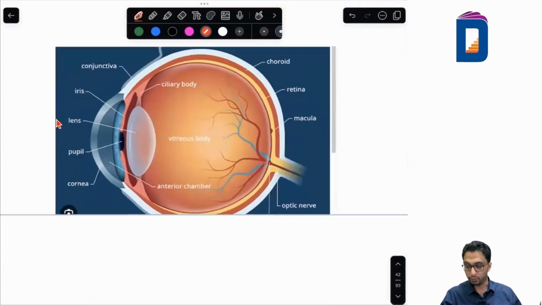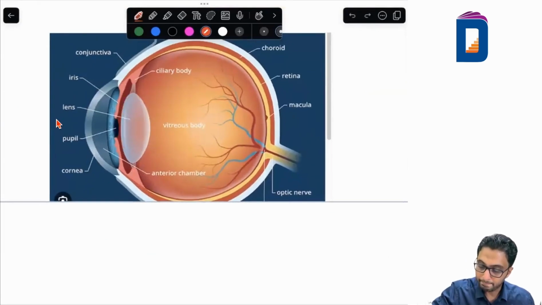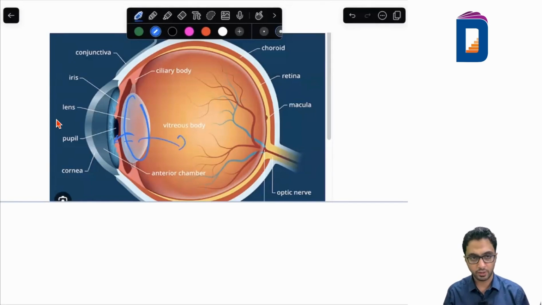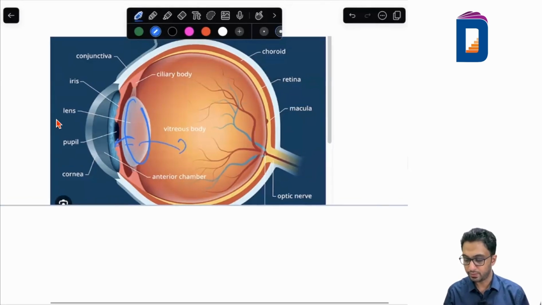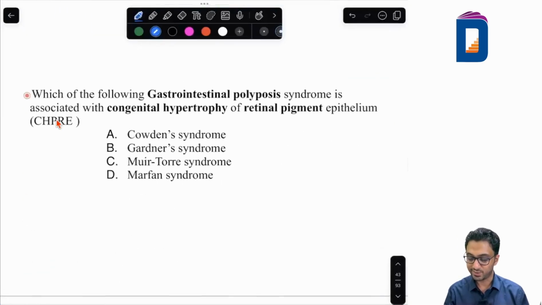Okay, this is what I was saying, the picture. This is a lens. This is displaced into the anterior chamber of the eye, slightly anterior into the anterior region of the eye. So it gets displaced anteriorly. It can also get displaced posteriorly, into the vitreous body. Okay. So yes, this is a wonderful question.